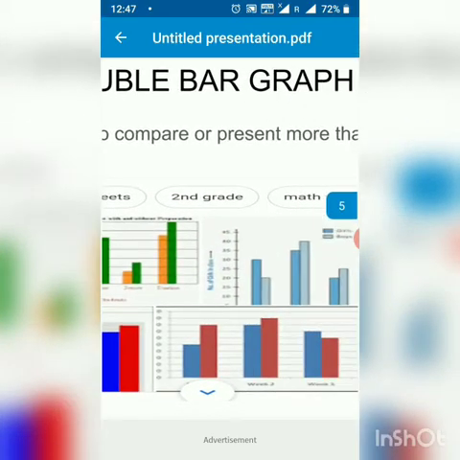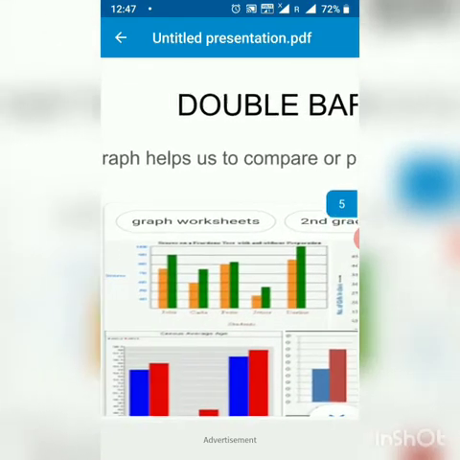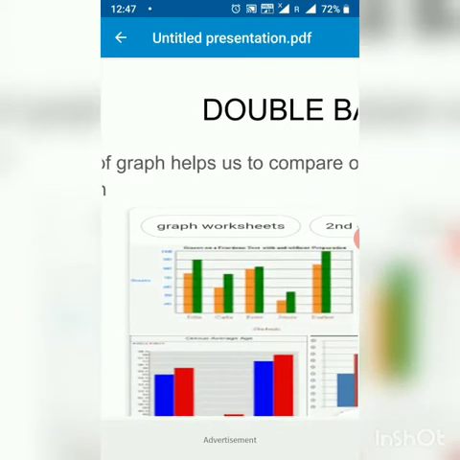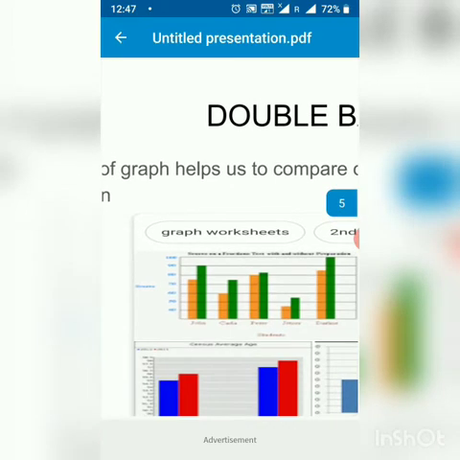Okay, here in the double bar graph, the information is shared. So here, one is green color, one is orange color. So the green color represents one data and the orange color represents another data. Okay, so from this we can compare between the two data, and we can simultaneously represent two types of data.